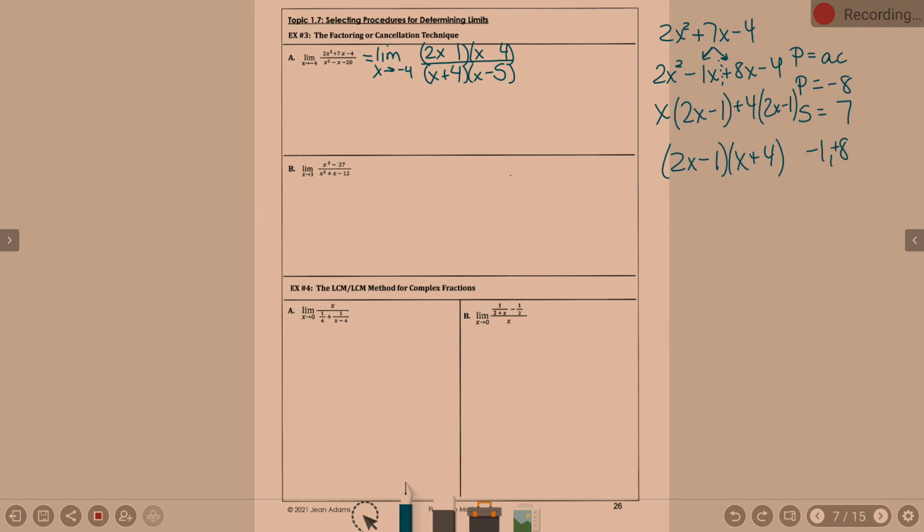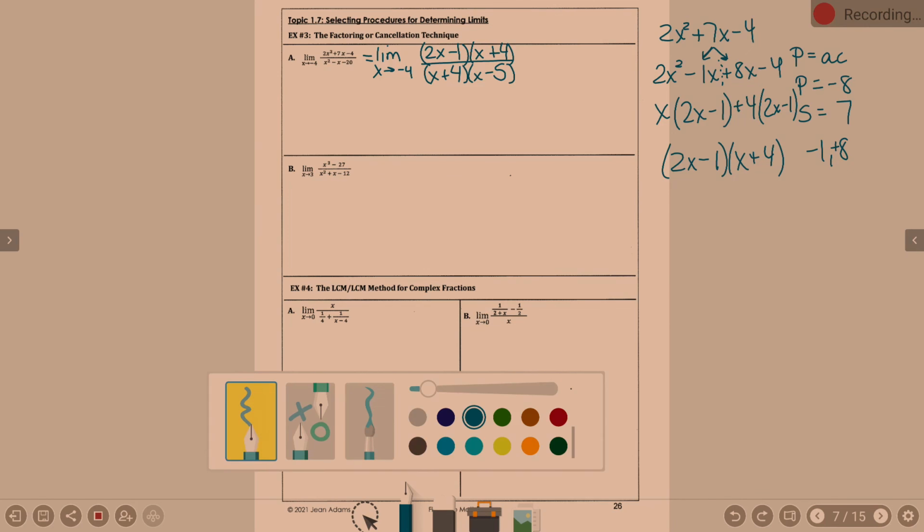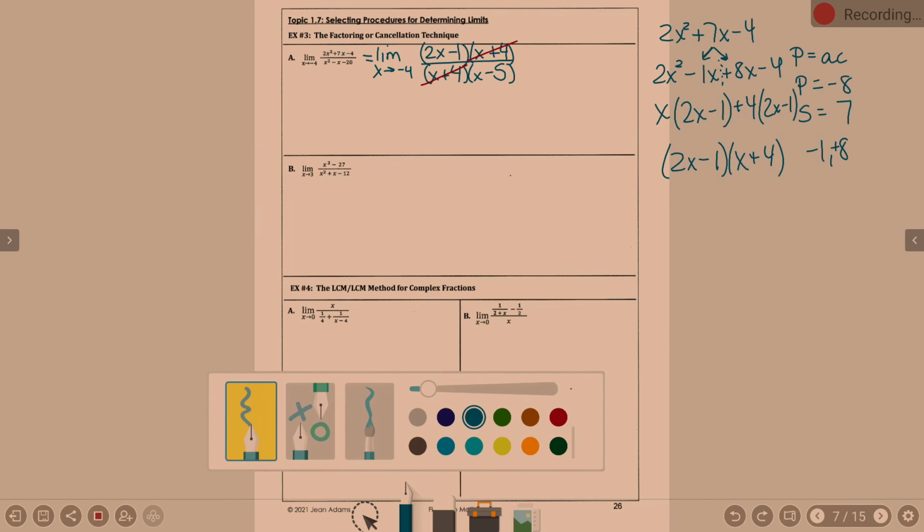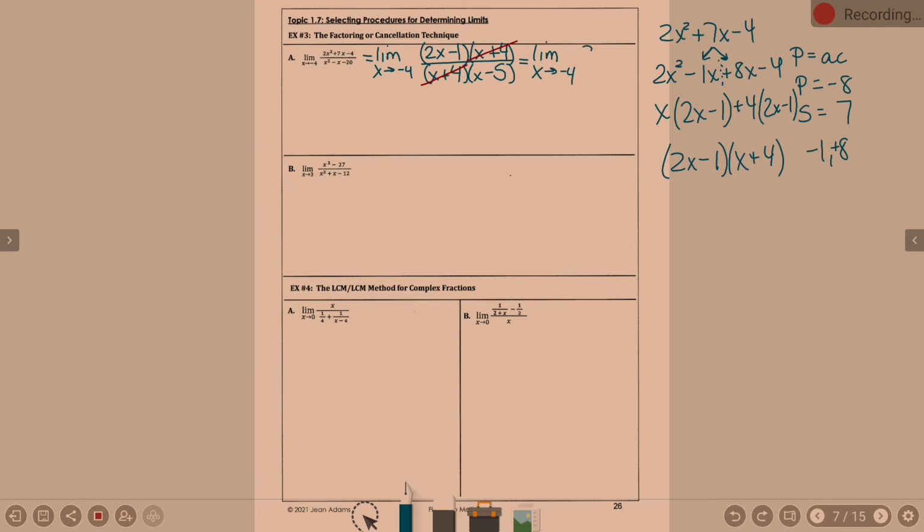You need a positive 4 to cancel. Okay, we need a positive 4. Does that make it work if I put plus 4 here and minus 1 there? And that's where I'll check. I'm going to have positive 8x and minus 1x for outsides and insides. 8x and minus 1x. Does that make 7x? Yes, it does. And what just so happened to happen? The x plus 4's cancel. And so now I'm doing the limit as x approaches negative 4 of 2x minus 1 over x minus 5.